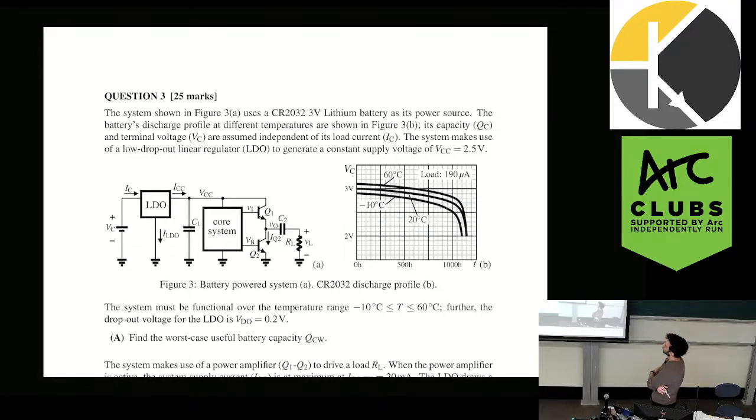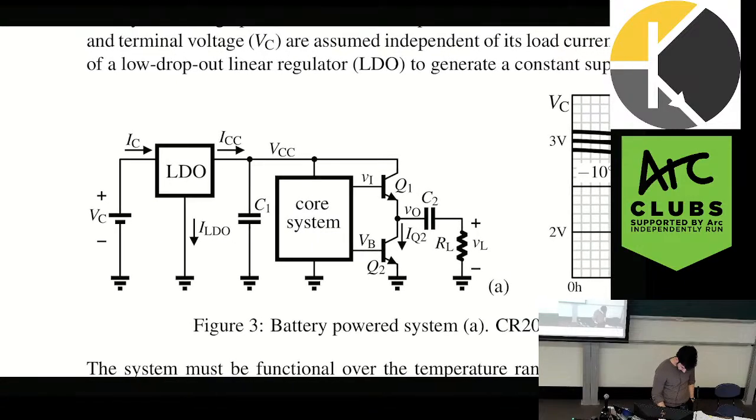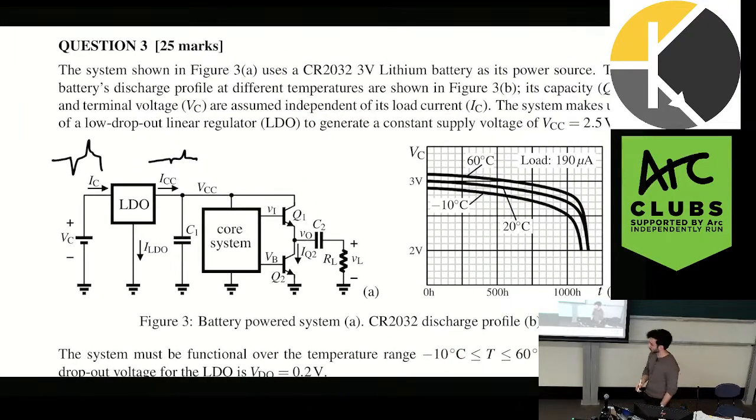The system makes use of a low dropout linear regulator to generate a constant supply voltage. So all that means is, even if this voltage fluctuates, this one hardly fluctuates. That's all it means. So we just get a nice, clean, steady DC. I guess. Yeah, so this is going a little over time, but it will finish before 3.